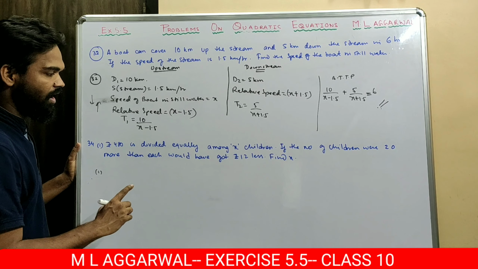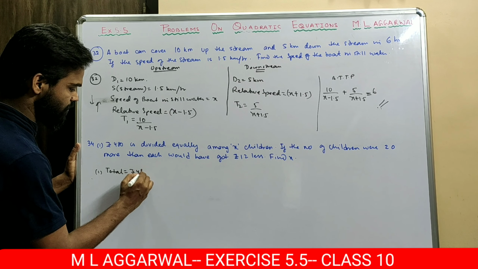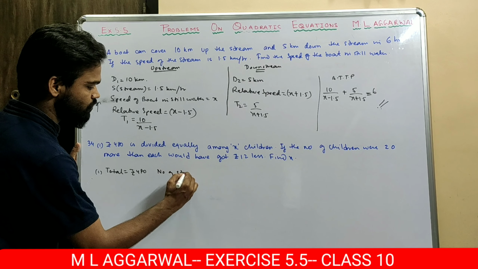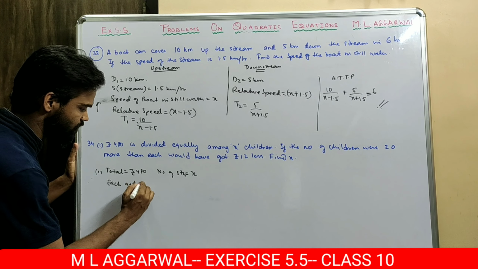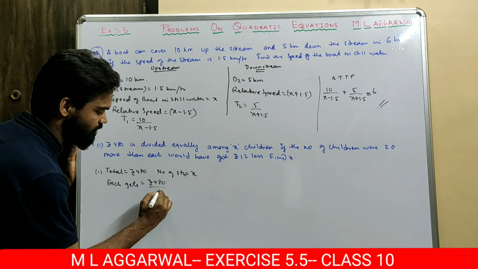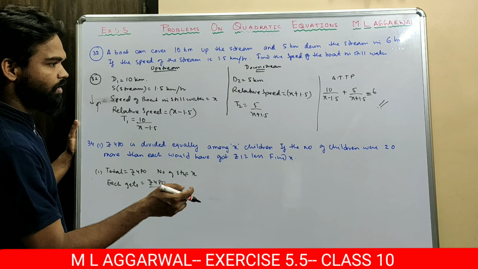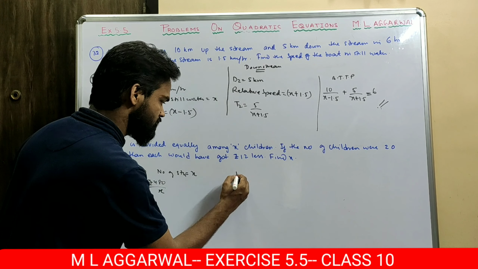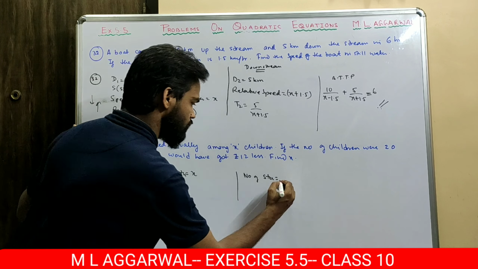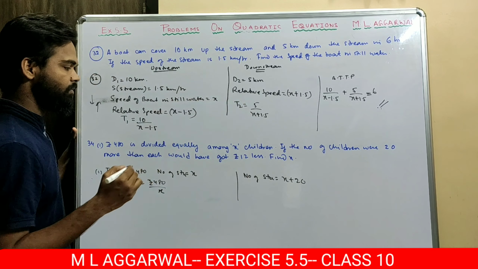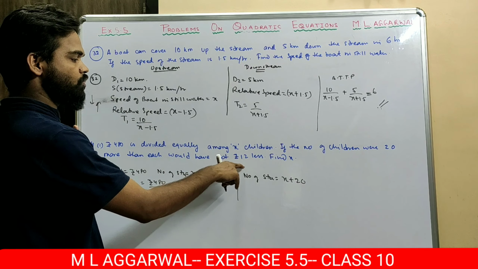Rupees 480 is divided equally among x students. So total you had rupees 480 and number of students you had is x. So each gets how much? Rupees 480 by x, isn't it? Now I read this out. If the number of children were 20 more, which means in the second case, number of students was x plus 20, then each would have got rupees 12 less.